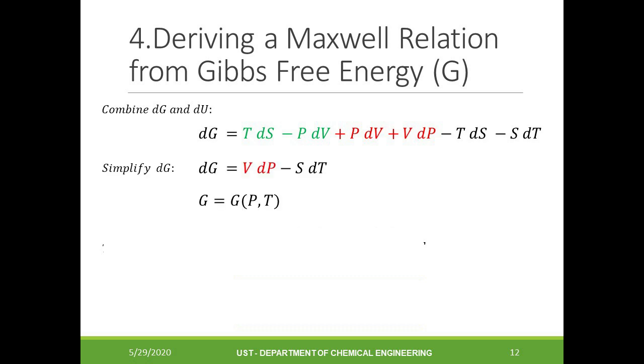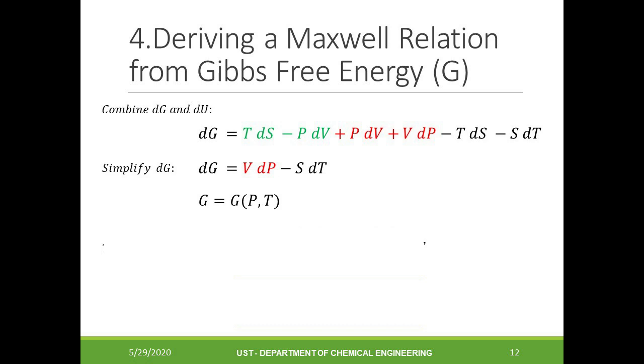This expression shows that the change in the Gibbs free energy is proportional to the changes in pressure and temperature, and suggests that the natural variables for Gibbs free energy are pressure and temperature. In your textbook, this is referred to as the fundamental equation of chemical thermodynamics because it relates thermodynamics to chemistry, because temperature and pressure are the usual controllable variables when we do experiments.